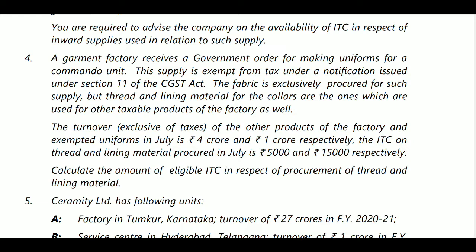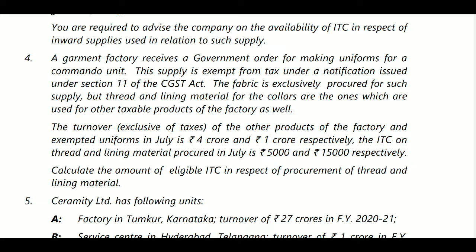So here the company is producing one commando product and other taxable products, so they are providing two types of products, exempted and taxable. But the inputs they are using, thread, needle, fill and lining products, are taxable and they are paying tax on them. The turnover of the other products of the factory and the exempted uniforms in July is 4 crores.